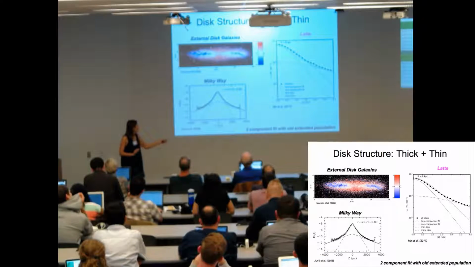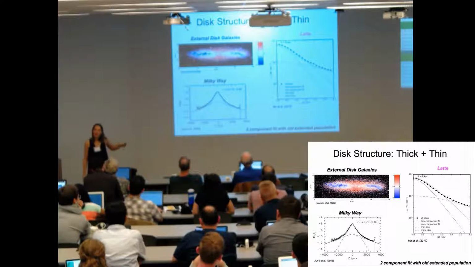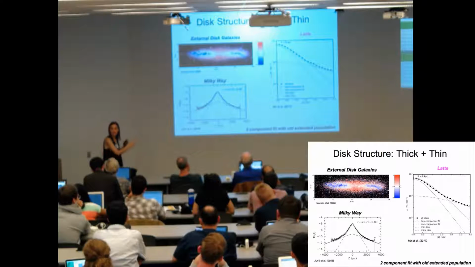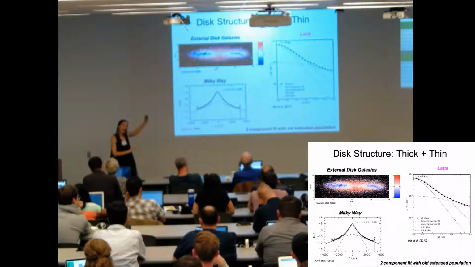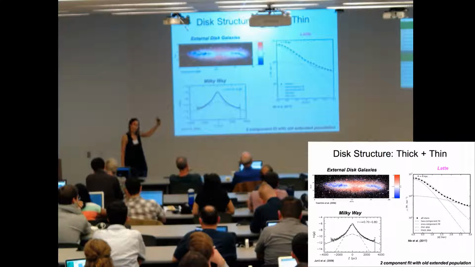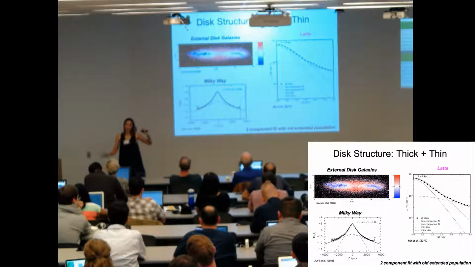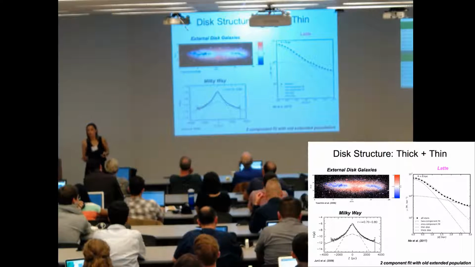What is particularly nice, if I can advance, apparently I can't advance, but if my second plot showed up right here, you would see that most of the stars up and out of the plane of the disk in the Latte sims happen to be older population. That is true both for the Milky Way and for the larger population of external disk galaxies, and for the Latte sims. A two-component fit with an extended older population does a really good job of describing the structural distribution of stars.